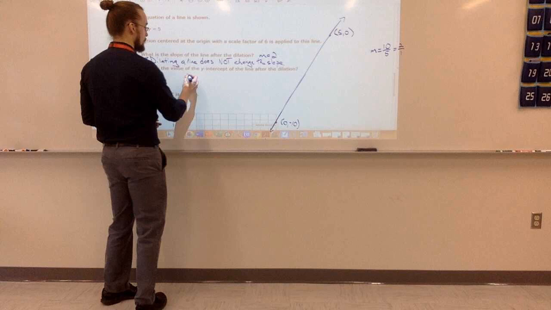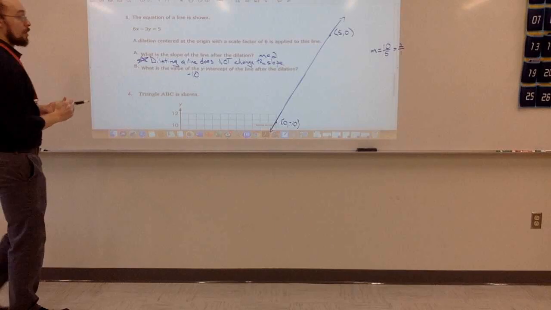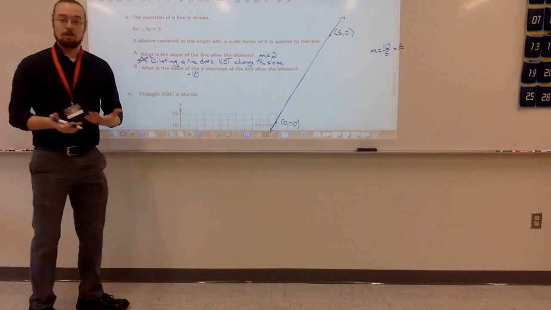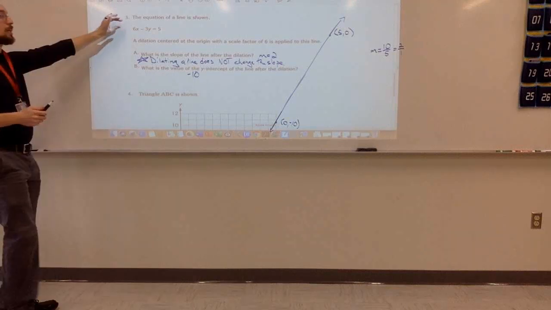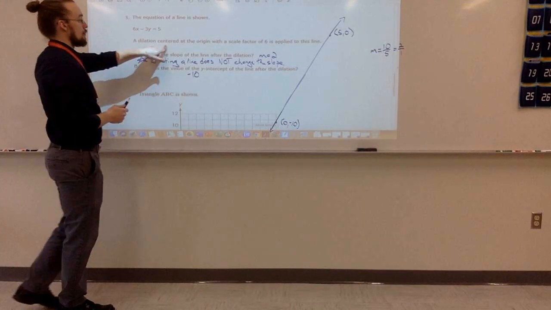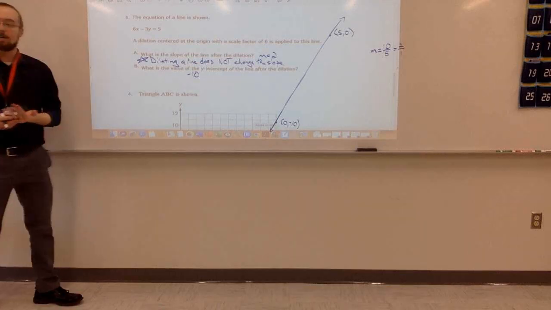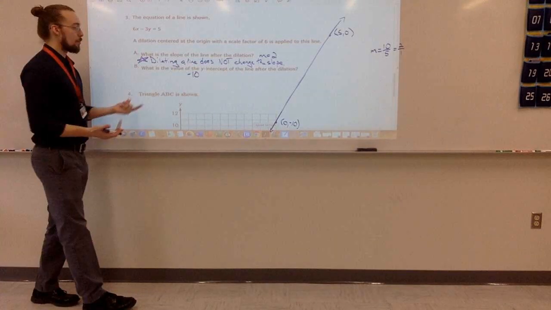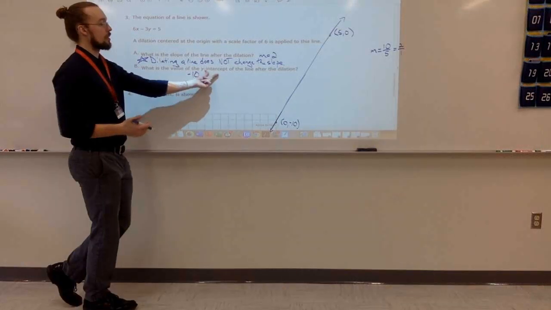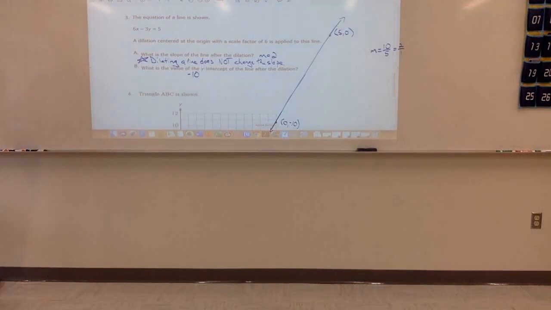So on the homework, there are a couple of problems just like this, where I give you the equation of a line, give you a scale factor to dilate by, and then say, well, what's the slope of the new line? What's the value of the new y-intercept? So once we know the slope of the old line, the slope of the new line is going to be exactly the same, and all we then need to do is multiply the y-intercept by whatever the scale factor is. Okay? Questions on something like this?